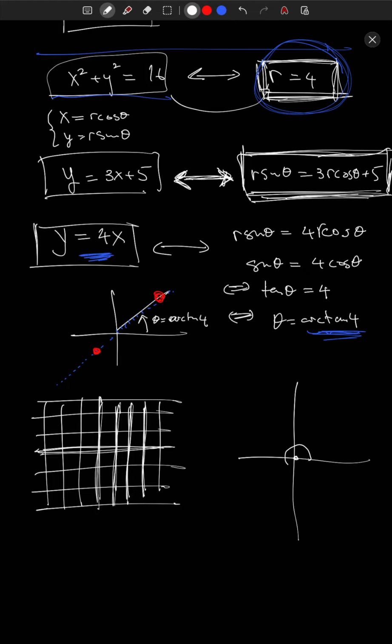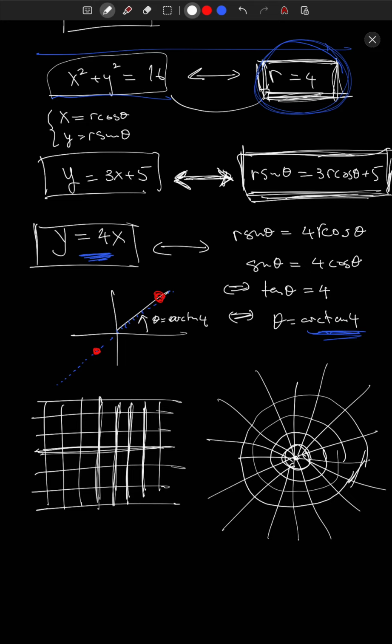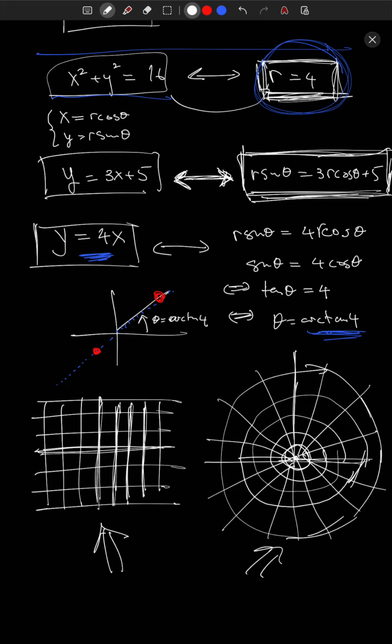In polar coordinates, when r is constant, right, when r is 0, you just get the origin. When r is 1, you get this. When r is 2, you get this. When r is 3, you get this, right? Circles about the origin, right? R equals 4, we already know, is a circle about the origin of radius 4, and so on. And what about theta? Well, when theta is constant, you get these guys here, right? So this is going to be kind of the description of the breakdown of the plane in terms of polar coordinates over here versus rectangular coordinates over there.